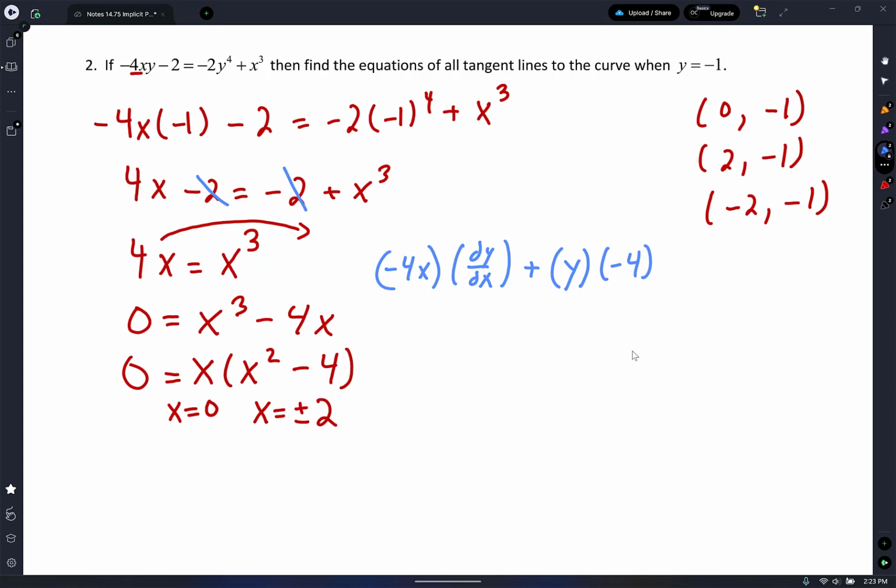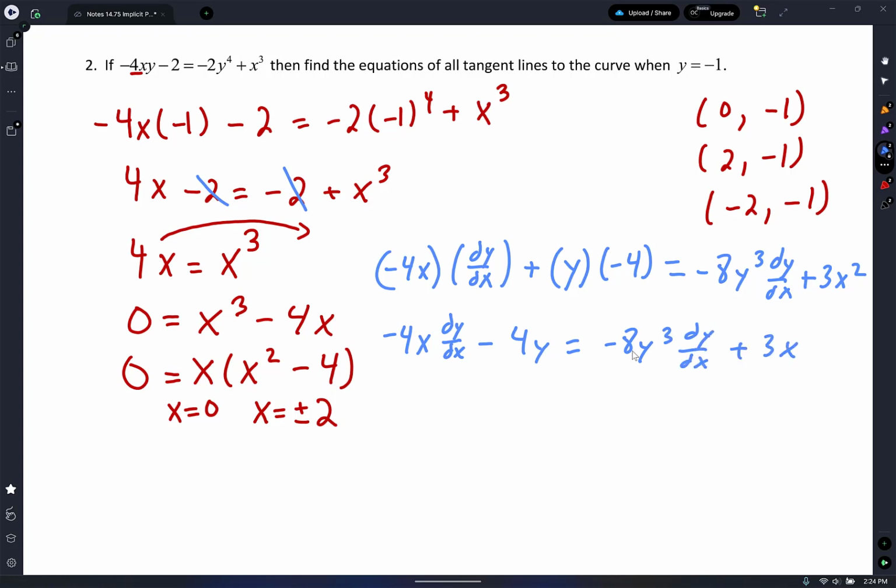Are we done with that term right there? Yeah, we are. We're done with that term with the negative 4xy. And then derivative of 2 is 0, so I'm going to put an equal sign. What's the derivative of negative 2y to the fourth? Perfect. Plus, what's the derivative of x cubed? Perfect. You're done? Now it just turns into algebra, guys. So I'm just going to rewrite it to make it nice and pretty. Negative 4x dy dx minus 4y equals negative 8y cubed dy dx plus 3x squared.